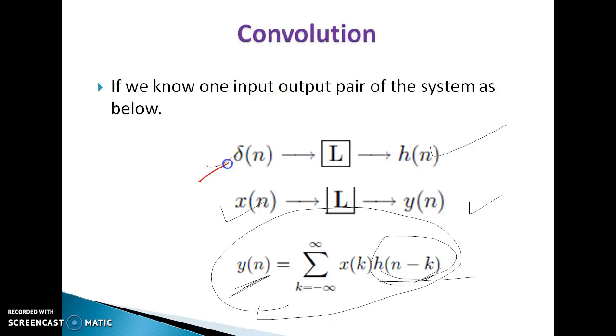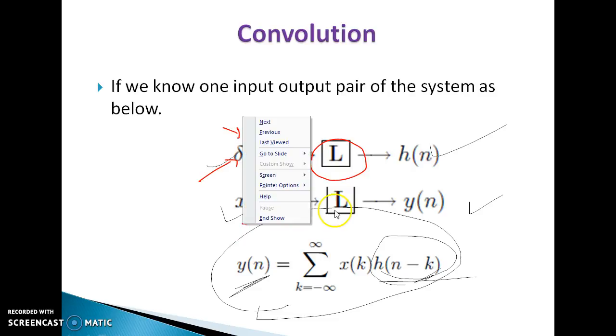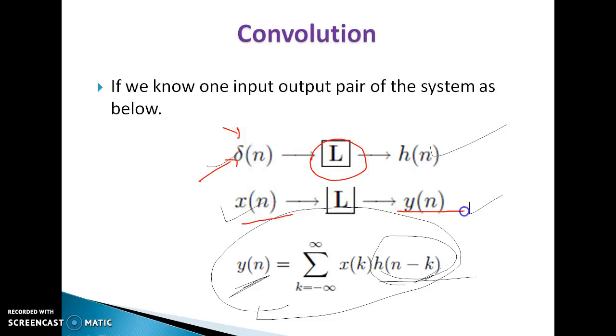Let's say h of n is the impulse response of the system. So if the impulse is the input, h of n is the response of the system. If we apply x of n as an input to that LTI system, y of n is the output of the system. Then the output response for any input can be found by taking h of n minus k multiplied by x of k, and then taking the summation over k from minus infinity to infinity.